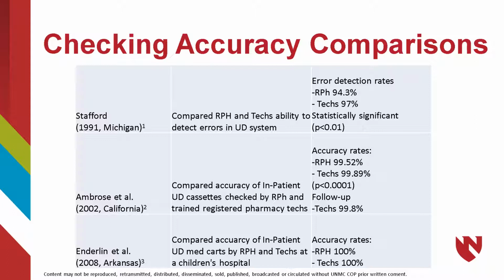The second study was done in 2002. Again, pharmacists and technicians checked unit dose cassettes for medication errors, and the techs again performed better. There is definitely data to support that technicians are better than pharmacists at checking cassettes, but there is still the question of whether accuracy can be maintained after time. This study also looked at data to answer that question, and the follow-up studies showed that technician accuracy was maintained at 99.8%. And the final study is a more recent one where the techs and pharmacists resulted equally accurate.